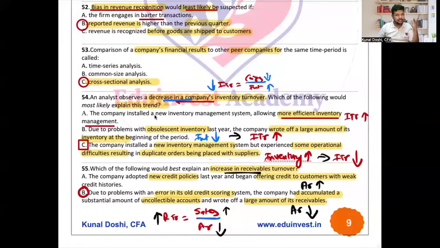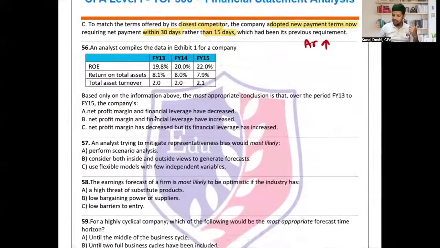Understood how to tackle this? Again, the technique is write down the ratio, check one by one. What is increasing, what is supposed to increase, decrease, and check that way. Clear?